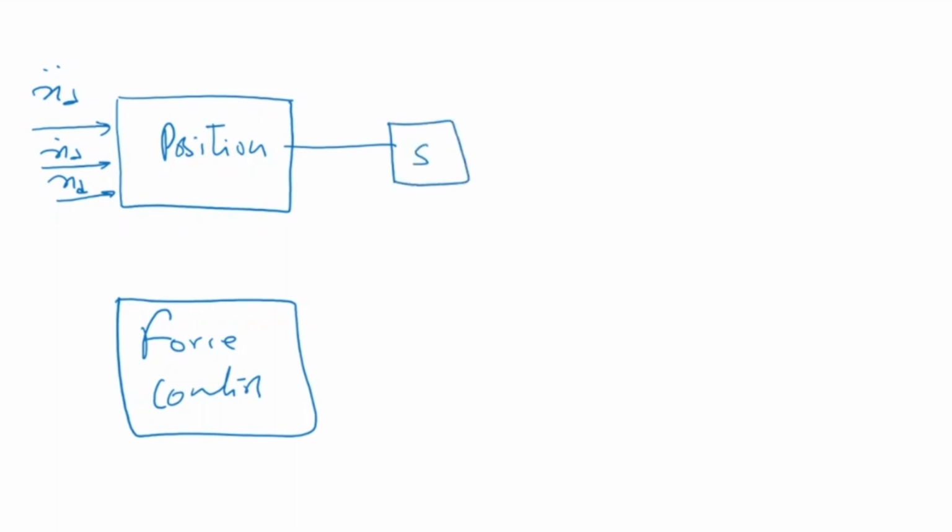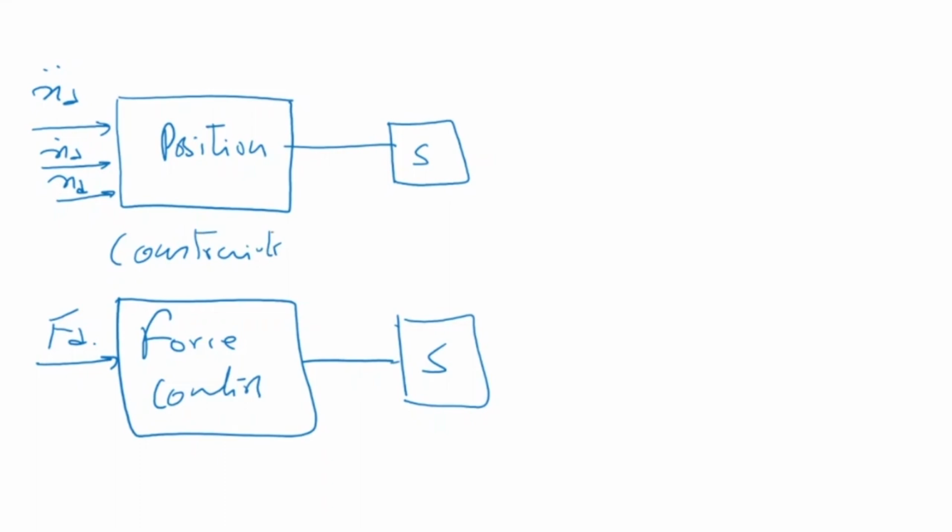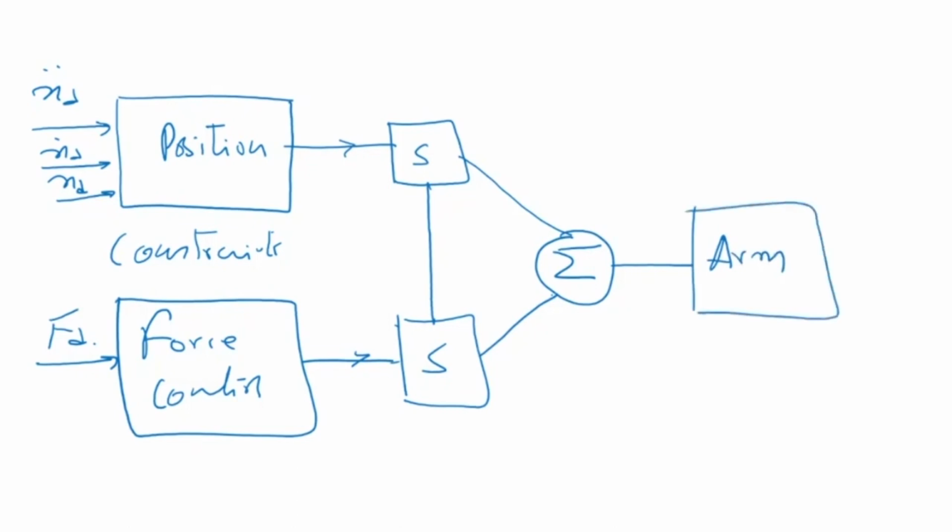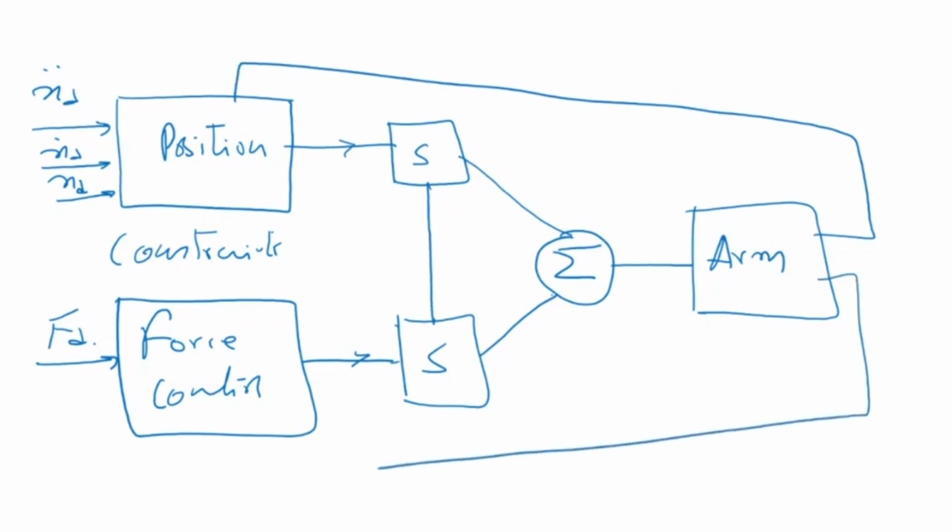Then in the force control mode, we have force desired, and this is all going onto the constraints, to S, and these are my constraints. This is coming here, this is going there. And this is my actual robot arm, or robot finger in case of a gripper. This is going with feedback here, and this is going with feedback onto the other side. So this is my feedback.